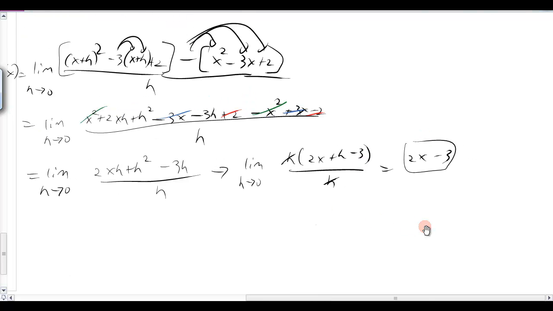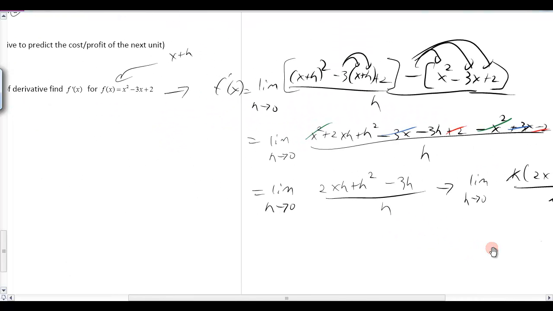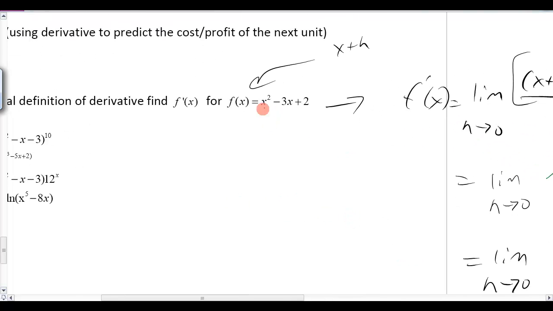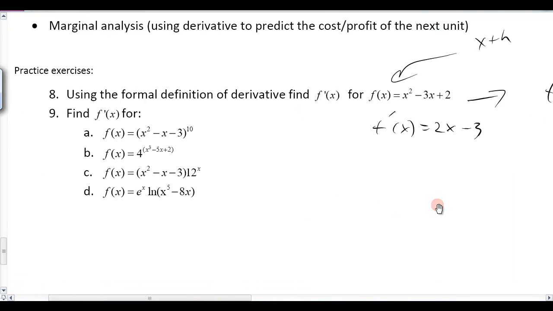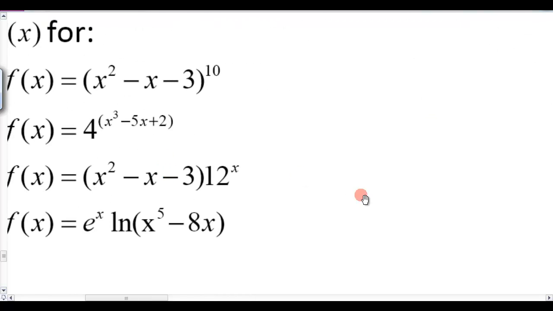So we go back and look. The original function was x squared minus 3x plus 2, and we know using the power rule, the exponent comes down, making it 2x minus 3. So perfect. We saw it both ways. All right, next few problems. We'll look through these real fast. These are more for your checking.